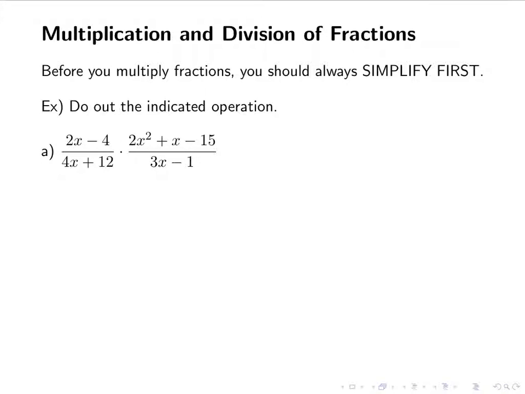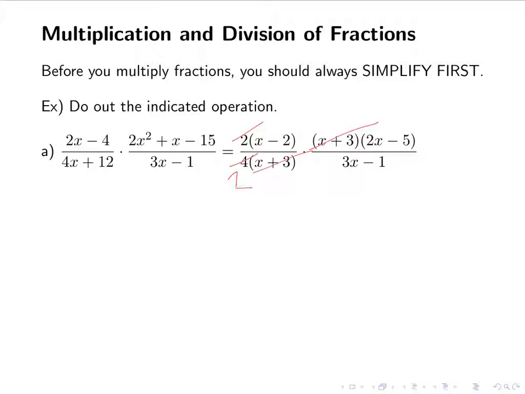Okay? So when we factor it out, we have 2 times (x minus 2) as my first numerator, then 4 times (x plus 3) as my first denominator. The next numerator becomes (x plus 3) times (2x minus 3), and then we can't factor the other denominator. So if we look at it, we can hopefully see a couple of things that will get canceled out. So x plus 3 and x plus 3. And then don't forget about the coefficients. 2 goes into 4 twice.